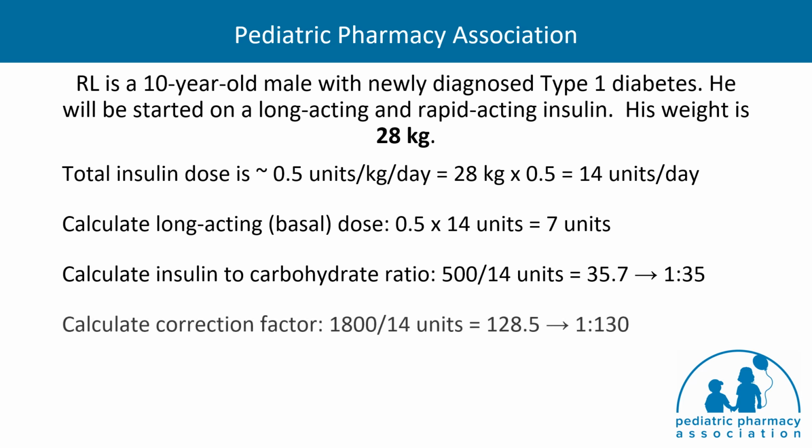And lastly, we're going to use the correction factor. This is the rule of 1800. So 1800 divided by the total daily dose, which is 14 units, is equal to 128.5. But again, we want to make numbers easier. So 1 to 130. This means that for every unit of insulin, we have 130 milligrams per deciliter correction for his blood glucose.